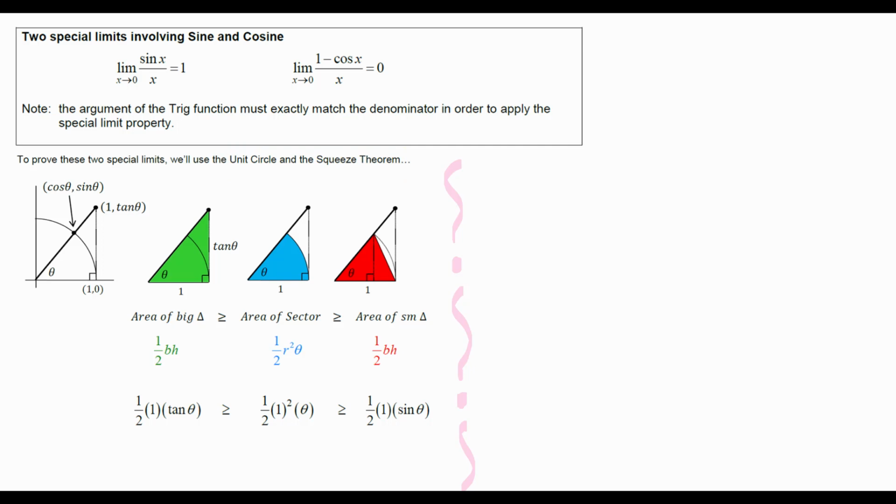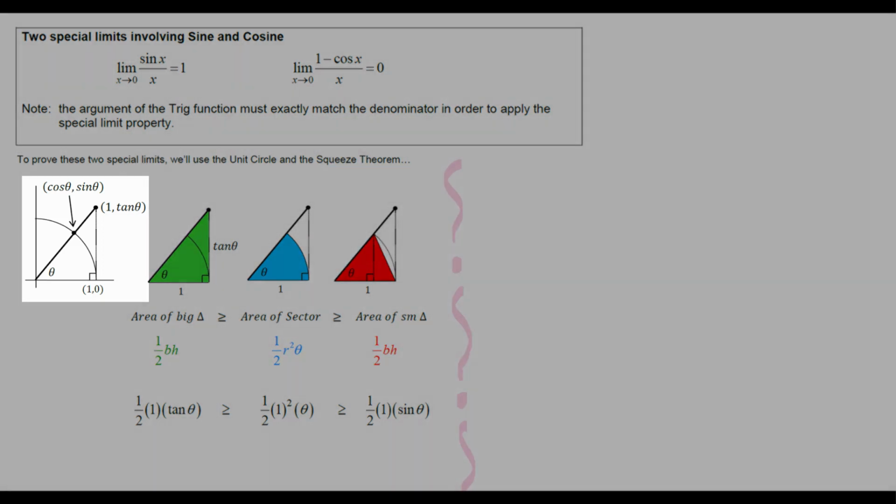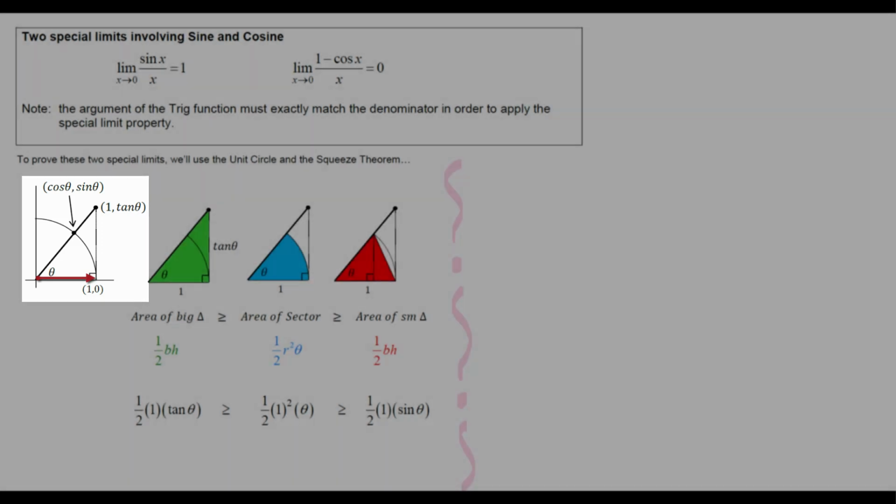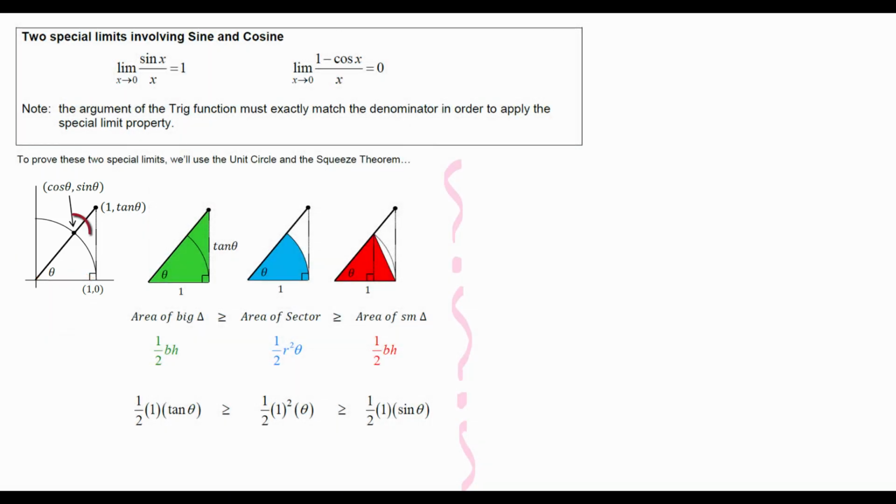So here is how the first limit came about. We chopped off a quarter of the unit circle. Since it's a unit circle, it's a circle of radius 1. You know that every point on the unit circle is (cosine theta, sine theta), where theta is the angle from the standard position.